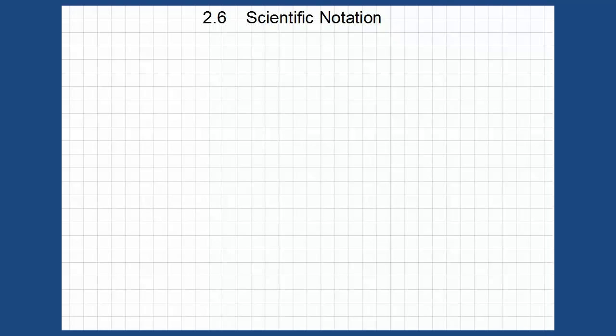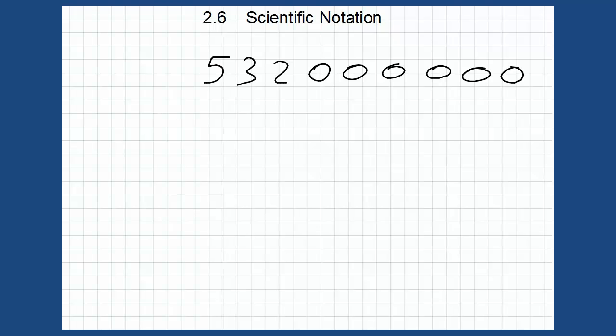Scientific notation is a method that is especially useful for writing very large or small numbers. For example, if we have a number like this, the number is so large that it is difficult for us to deal with it in formulas or equations. So we need to compress it and rewrite it in another method. And this method is the scientific notation.